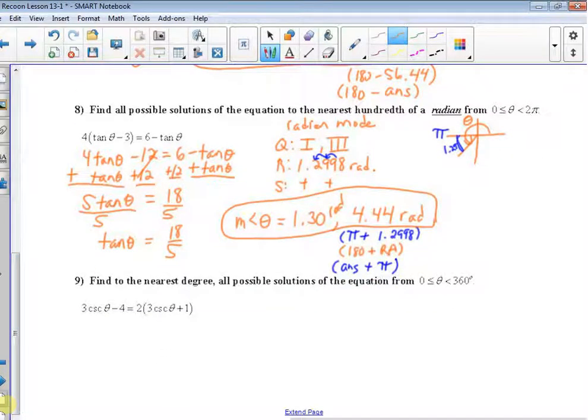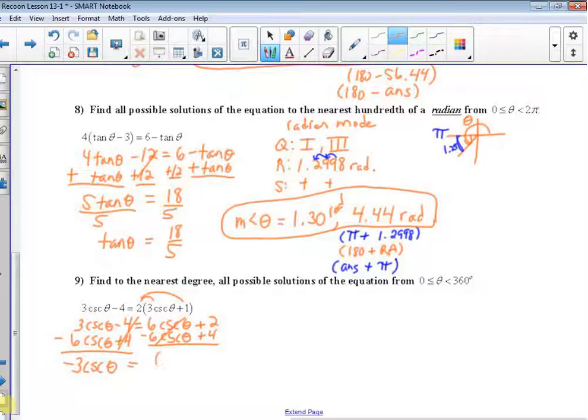Last one, and this is cosecant. So let's solve it like usual. I'm going to put myself back in degrees eventually. So 3 cosecant theta minus 4 equals 6 cosecant theta plus 2. Distribute. I'm going to subtract 6 cosecant theta from both sides and add 4 to both sides. When I do that, those cancel. I get negative 3 cosecant theta equals 6, and then I'm going to divide by negative 3. So I get cosecant theta equals negative 2.